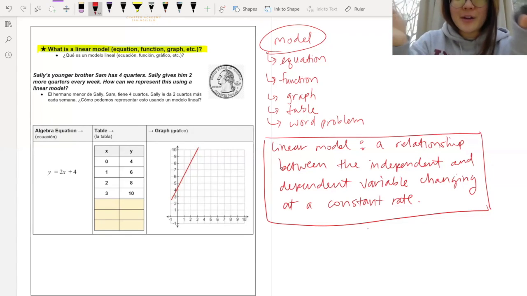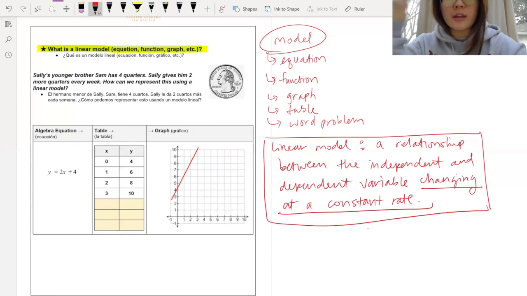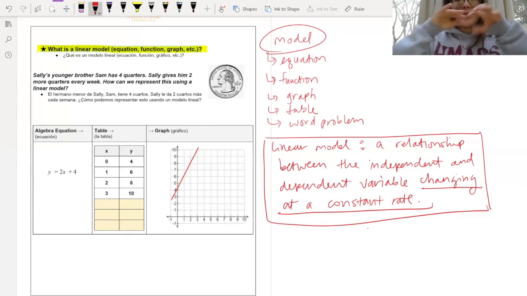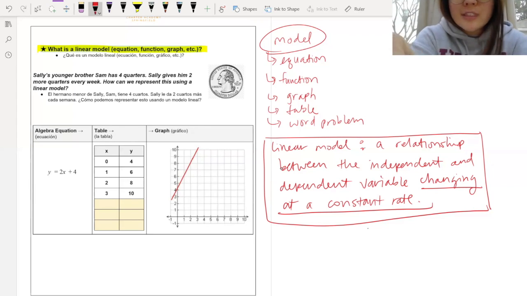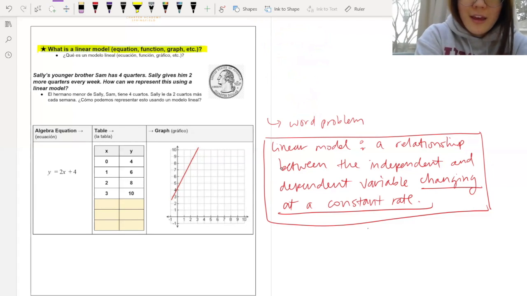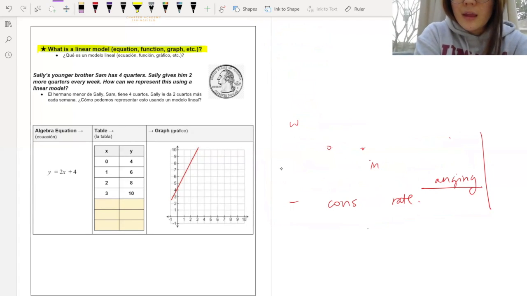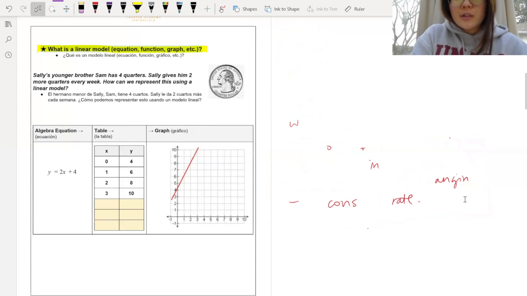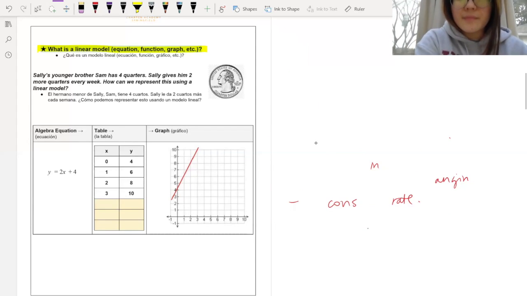But basically a linear model is a relationship between the independent and dependent variable changing at a constant rate. That's going to be really important in understanding linear models, because the relationship between the two variables we're looking at is changing at a constant rate, meaning it's going to go up or down by the same number. So I'm going to erase all this and do a quick TLDR that I'm going to keep up here in case you get confused as we're doing our lesson.